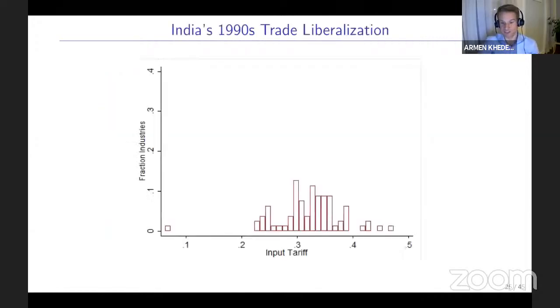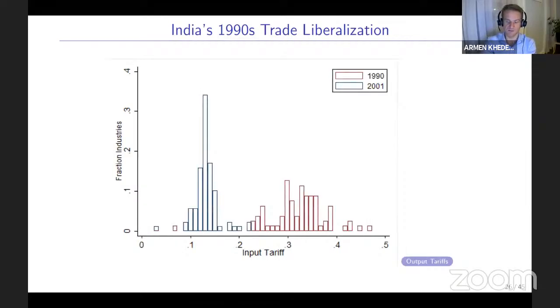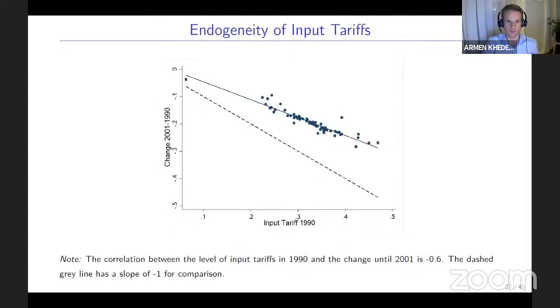Great. All right. So the trade liberalization was the following. In 1990, the median input tariff was above 30%, and then in 2001 it went down to around 14%. You can see also that there's now less dispersion, as I was saying earlier. And people argue that this is kind of exogenously implemented precisely because the size of the input tariff reduction, which is the y-axis here, is very well predicted by the x-axis, which is the level of tariffs in 1990.